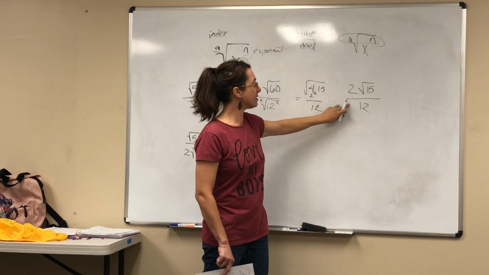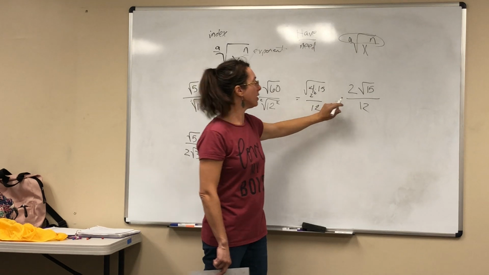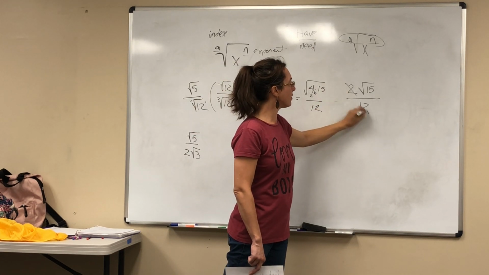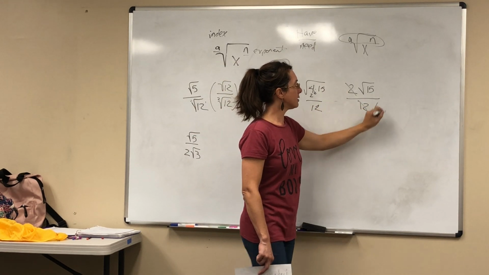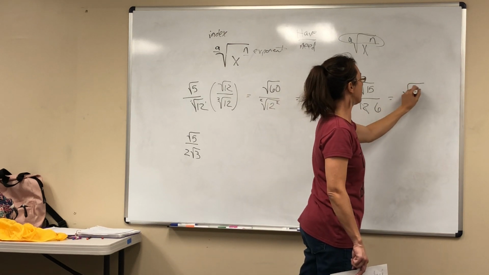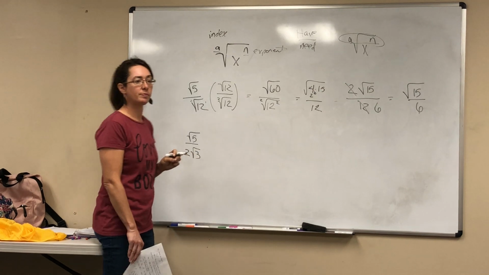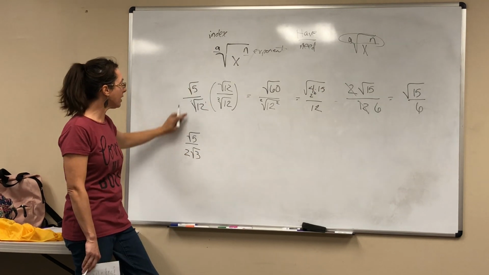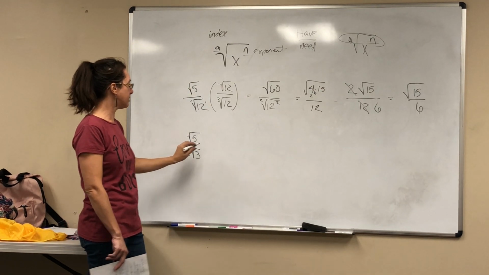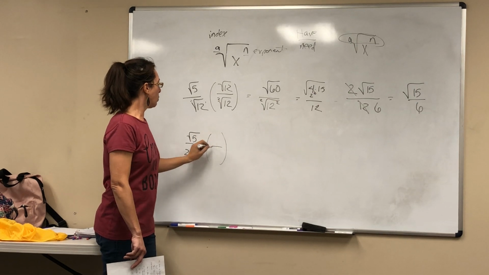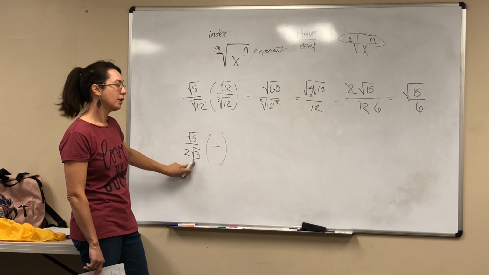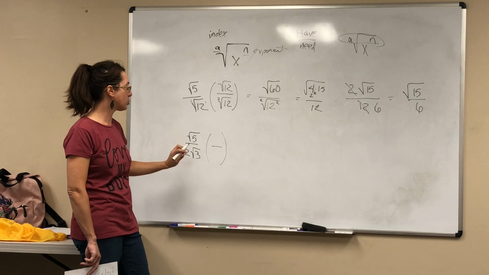Now everything on the outside are our whole numbers, so we can reduce that. 2 goes into 12 how many times? 6. So I have the square root of 15 over 6 would be my answer. Okay. If we went ahead and simplified the 12 in the first place, where's my problem? My problem is the square root of 3.